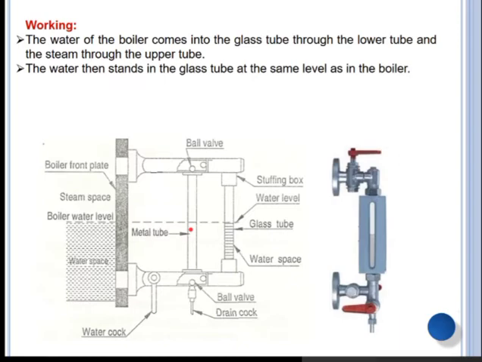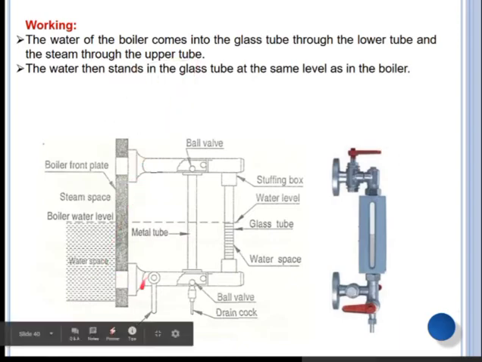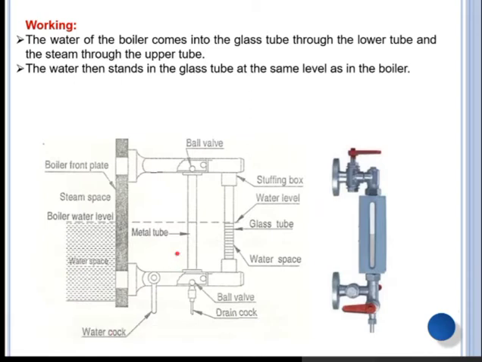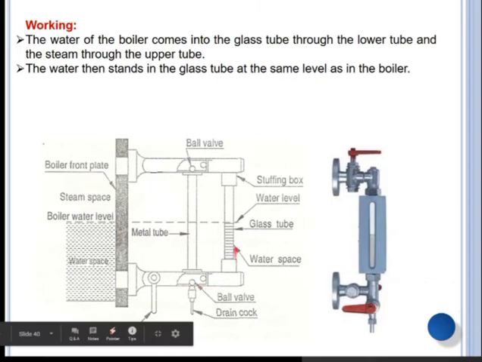Now, how does it work? The water of the boiler comes into the glass. When you open this valve, at that time the water of the boiler shell comes inside this, through the glass tube, the lower tube, and the steam through the upper tube. So from the lower tube the water comes in, and from the upper tube the steam comes in.